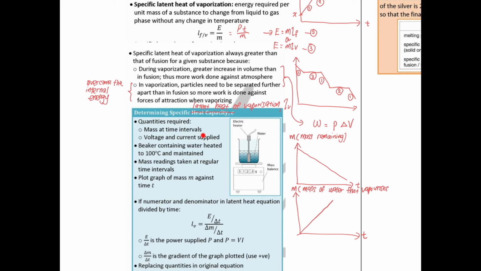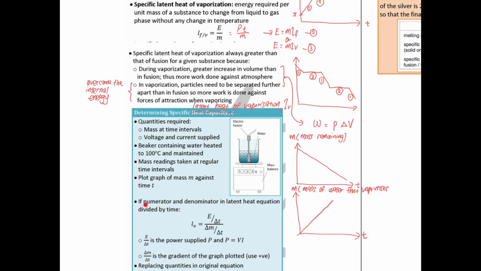As you should know, power is equal to voltage times current. So that's why we need these quantities to get the power. Okay. So to get the power, you should have the voltmeter connected to the electric heater, and you should have the ammeter connected to the circuit over here as well.